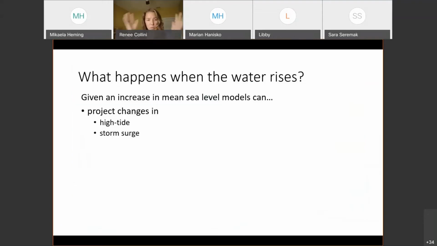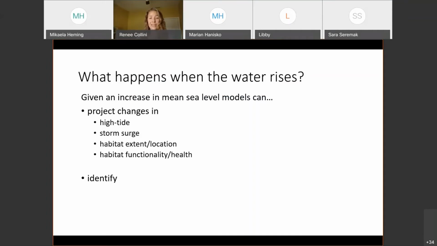So back to where we were talking about the kinds of models that project what will happen when water gets to be a certain height, or as it becomes a certain height. Some examples of this: they can project changes in high tide, they can project changes in storm surge. There's also a lot of models out there that look at how a habitat's extent or location might change, if it might migrate, how it's going to migrate. There's also those that look at the functionality of the marsh or the habitats or the health of those habitats.